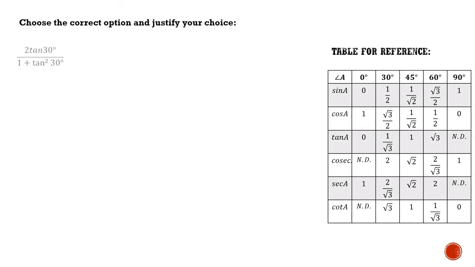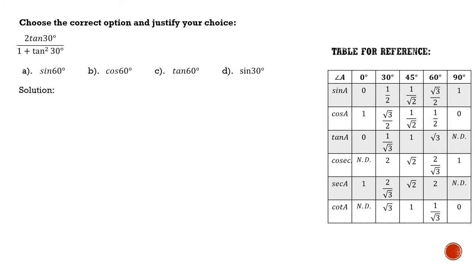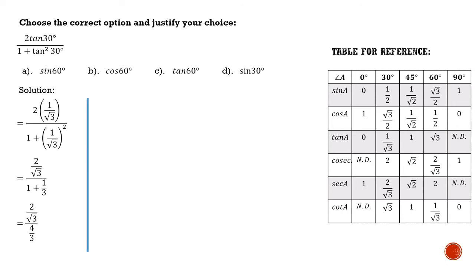Here I think the question is about we have to choose the correct option. So this is the question that is given to us and we have to identify the correct option from A, B, C and D. Okay, let's see. Now tan 30 is 1 by root 3 as we know from the table. So let's try to write down that value in this expression. So we'll be getting the solution as shown here. So the answer is root 3 by 2.